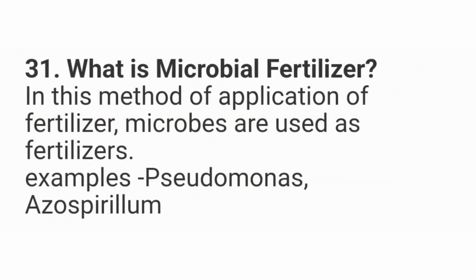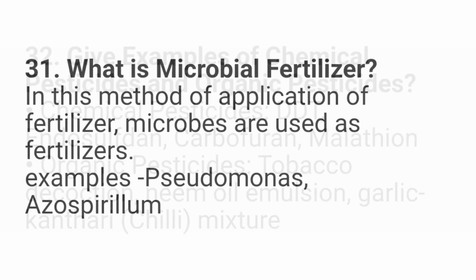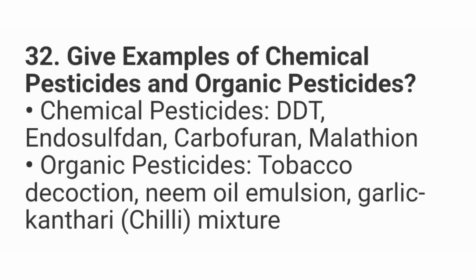Question number 31. What is microbial fertilizer? Answer. In this method of application of fertilizer, microbes are used as fertilizers. Example, Pseudomonas, Azospirillum. Question number 32. Give example of chemical pesticides and organic pesticides. Chemical pesticides: DDT, endosulfan, carbofuran, malathion. Organic pesticides: tobacco decoction, neem oil emulsion, garlic kandari mixture.